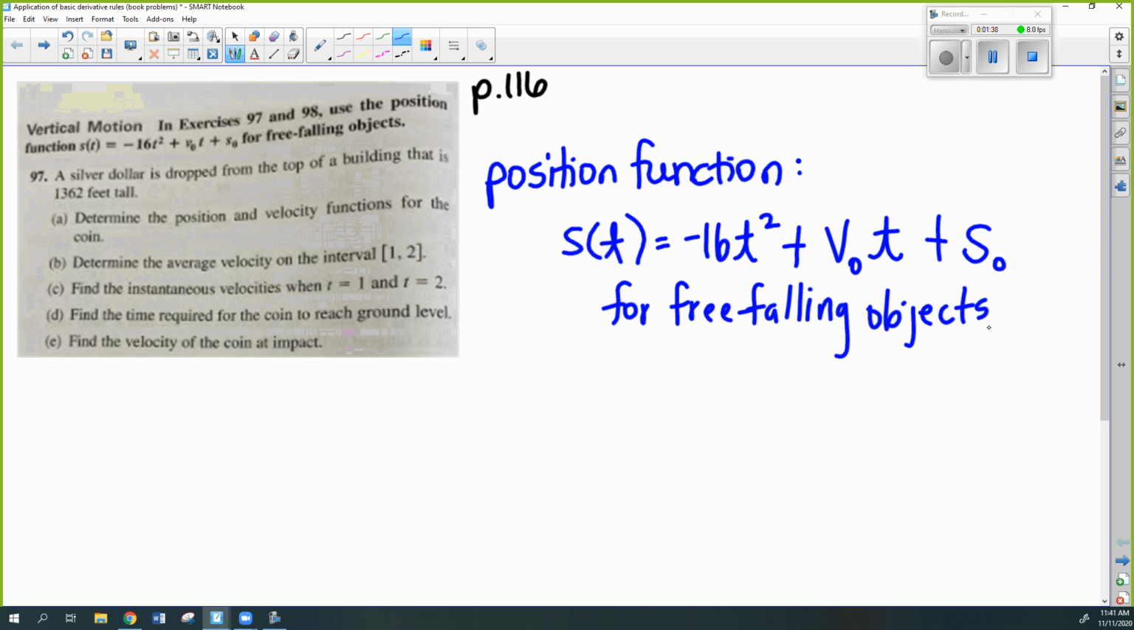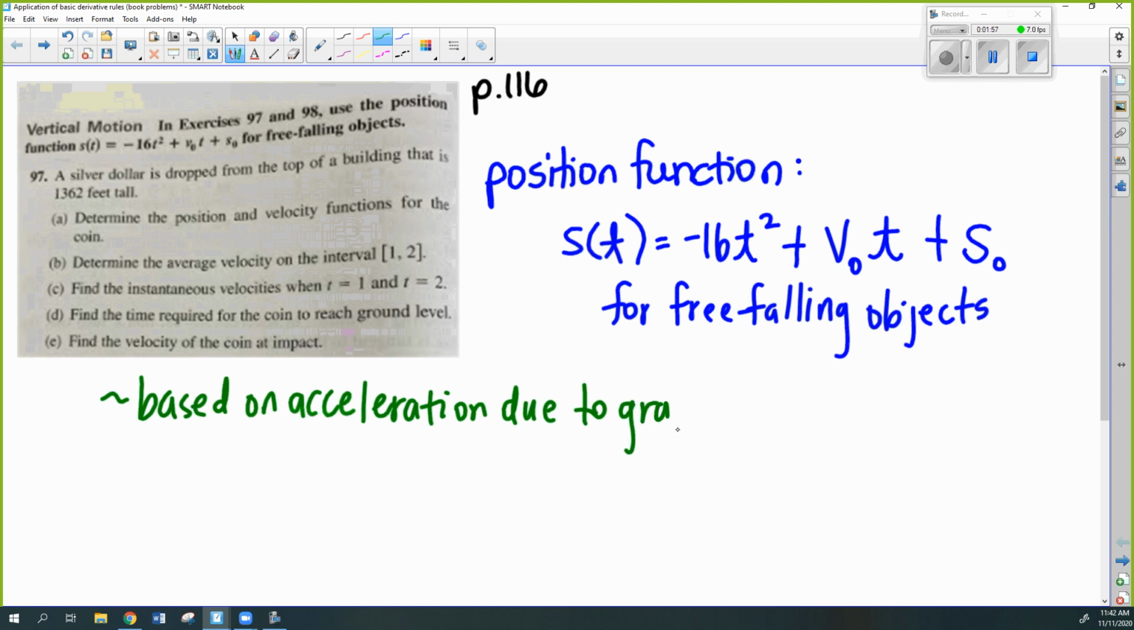All right, so what this is based off of, and these are just some side notes you can take, is acceleration due to gravity, since it's free falling. Okay, and technically gravity is negative 32 feet per second. Later we're going to look at it in meters per second.